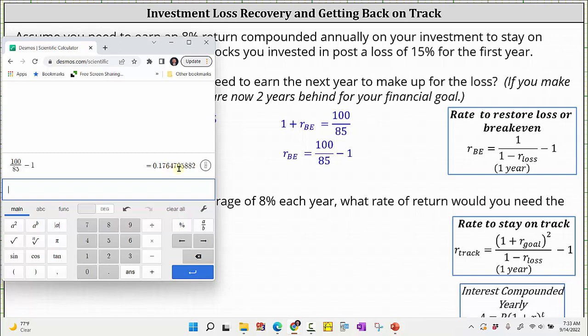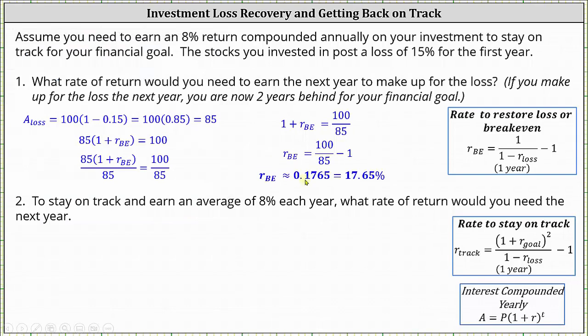0.1765. I should mention, technically we should never round down because if we do, we will be just short of the amount that we need. In this case though, R sub BE is approximately 0.1765 or 17.65%. This indicates you would need to earn 17.65% the next year in order to make up for the loss and restore the account balance back to $100.